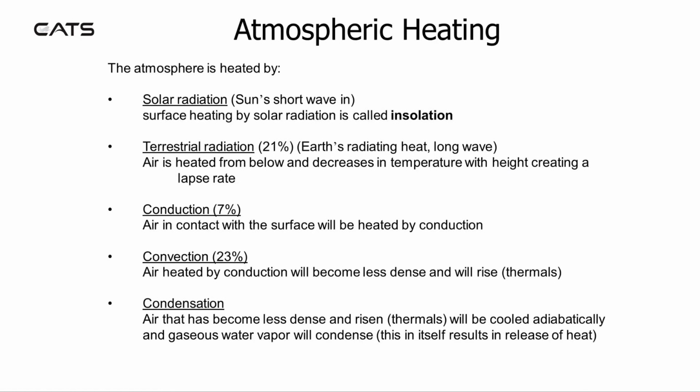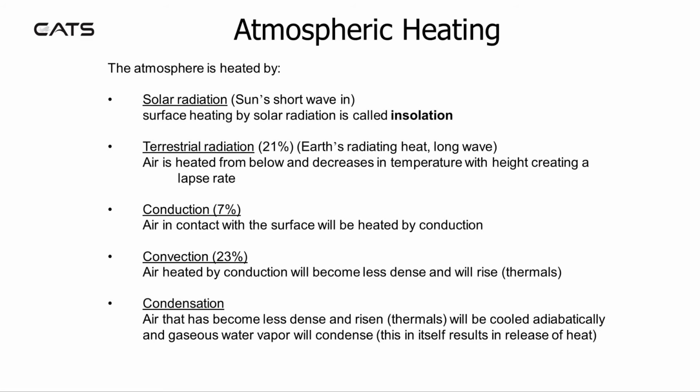Atmospheric heating. The atmosphere is heated by the sun's shortwave radiation in. Surface heating by solar radiation is called insolation. Terrestrial radiation is 21%. This is the Earth's radiating heat, long wave. Air is heated from below and decreases in temperature with height, creating a lapse rate. Conduction is 7%. Air in contact with the surface will be heated by conduction. Convection is 23%. Air heated by conduction will become less dense and will rise as thermals.